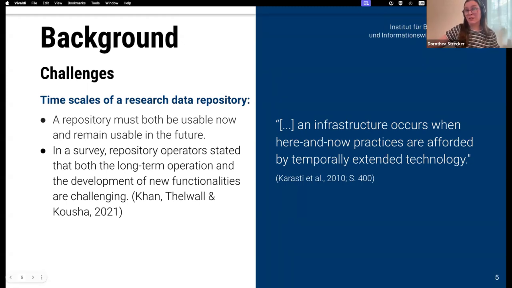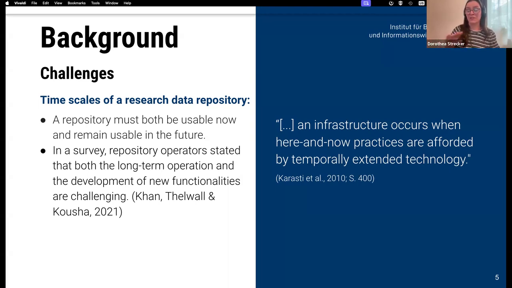However, infrastructure maintenance is very challenging in general. You might be aware of this in other areas such as transportation or electricity, for example, but this also applies to information infrastructures. And one reason why this is so challenging is that infrastructures have to bridge different timescales. Among other things, infrastructures are characterized by the fact that they enable certain practices in the present, but also continue to support them in the future. So an infrastructure always has to do both.